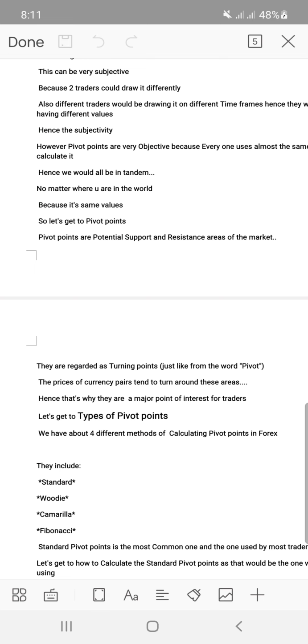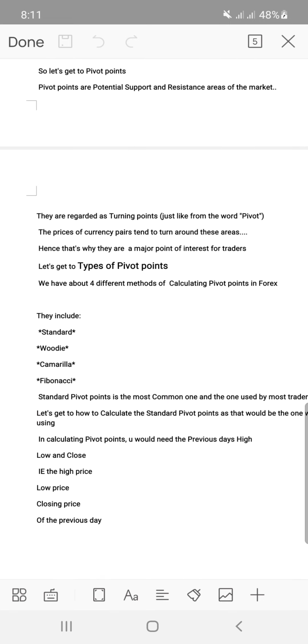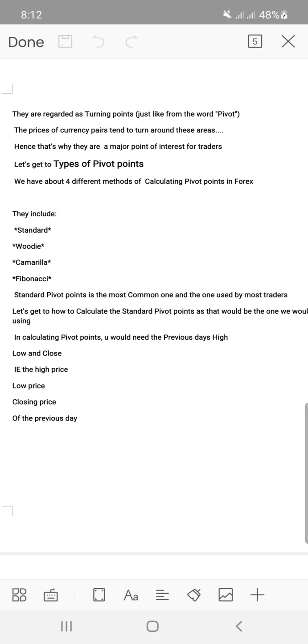So there are some types of pivot points. There are 4 types of pivot points. We have the standard pivot point, we have the Woody pivot point, we have the Camarilla pivot point, we have the Fibonacci pivot points. But the one we're going to be talking about in this class is the standard pivot point. The standard pivot point is the most commonly used one by most traders all over the world. So now, it helps us in calculating the potential support and resistance, like I said.